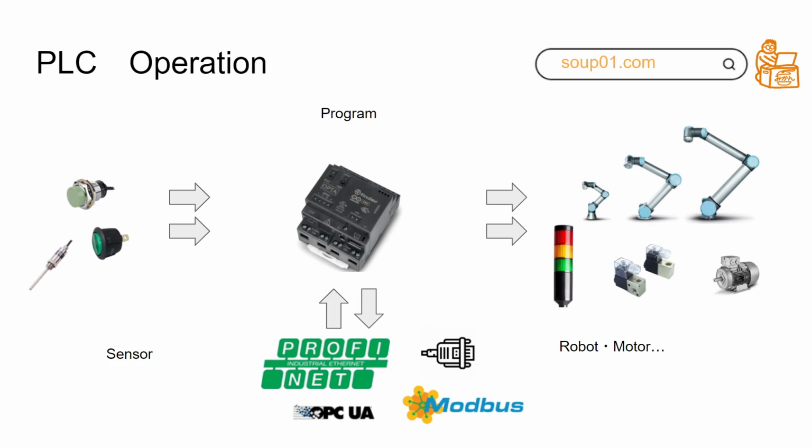Some PLC manufacturers call this action a refresh. They refresh all the outputs, which means you refresh all the outputs to the robot or to the motor to update the control status. It will continue like this, just like a microcontroller with an infinite loop. You can imagine it like this.